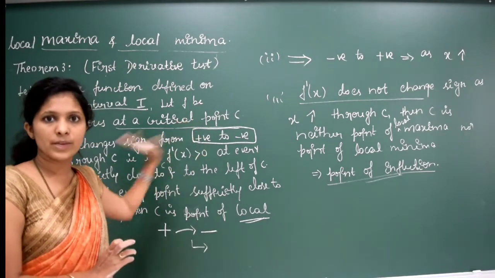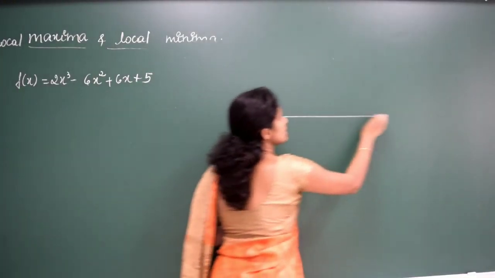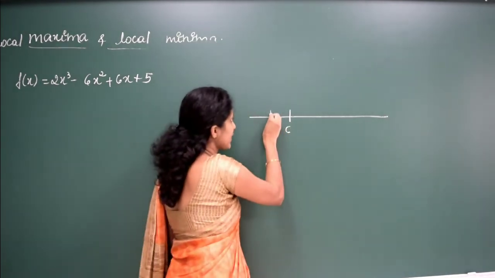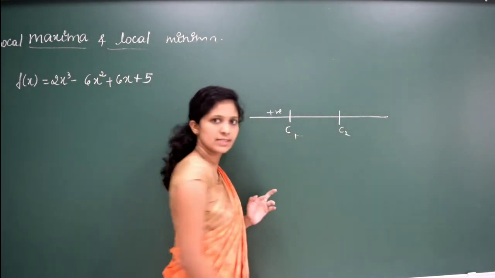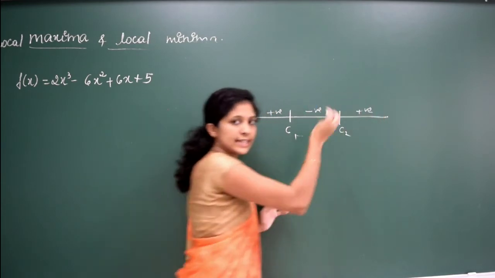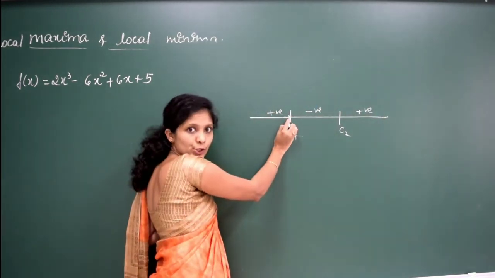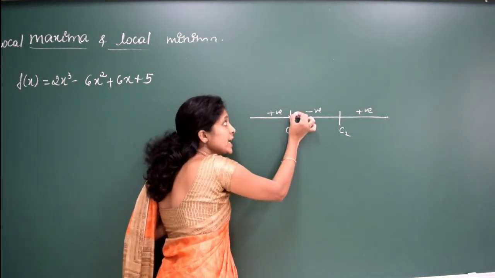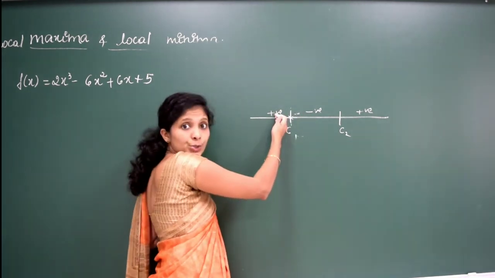Now we will see one problem based on this. Before that, the theorem is nothing but simple. If I consider this as a point C1, and here one more point C2, here it is positive, and here this is negative and this is positive. Very close to here, this will be positive, and here also very close to this part, it will be negative. Is it clear? At this point it changes from positive to negative.